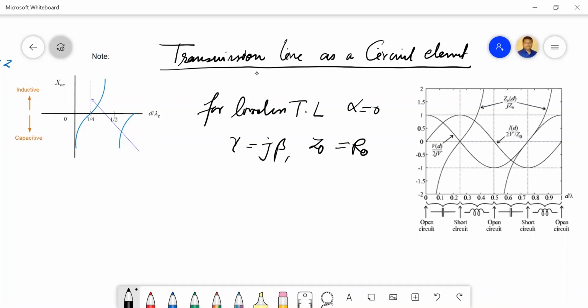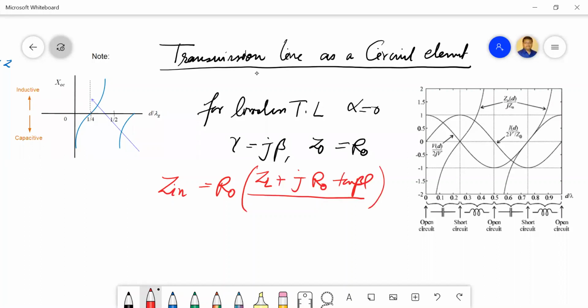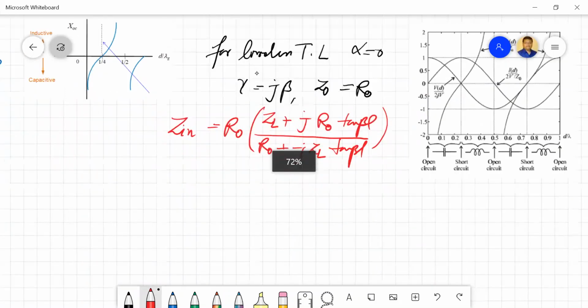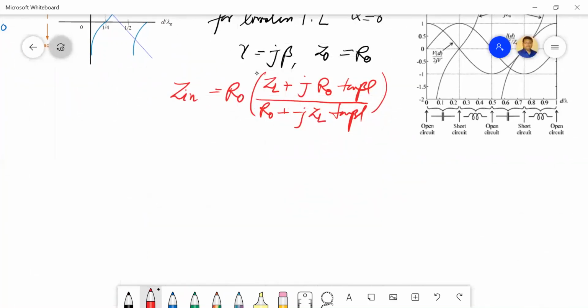Now the input impedance formula will change. How? You can write like this: Zin is equal to R naught times ZL plus j R naught tan beta L, divided by R naught plus j ZL tan beta L.